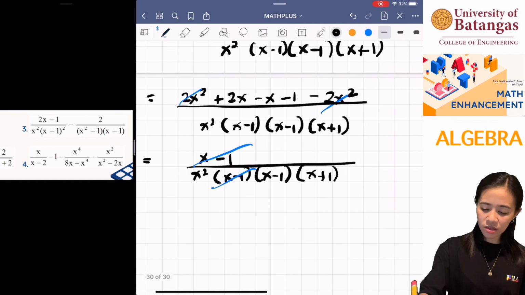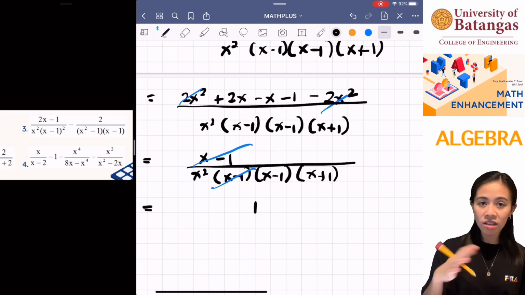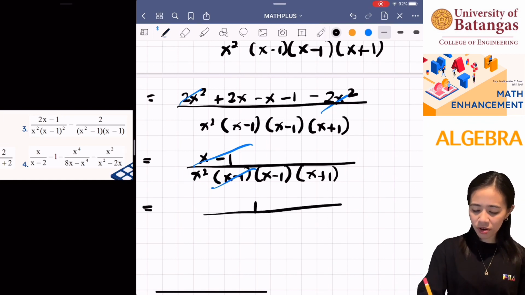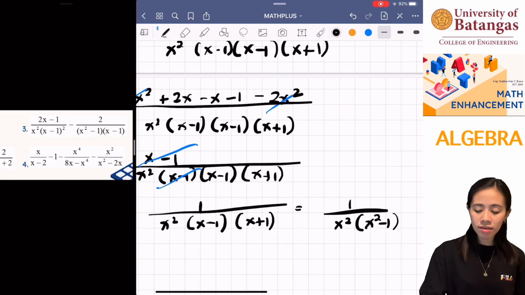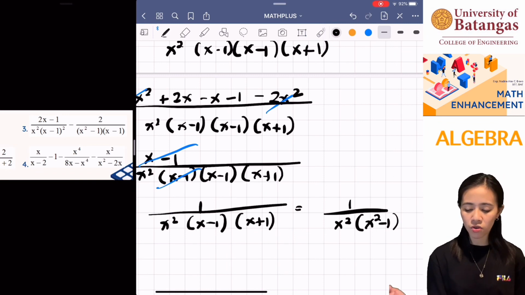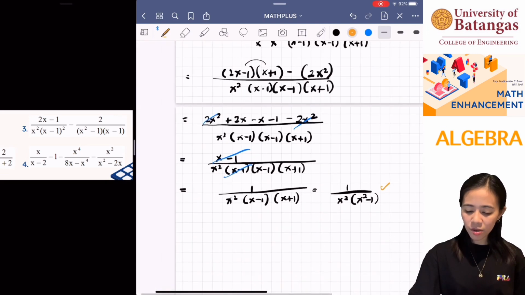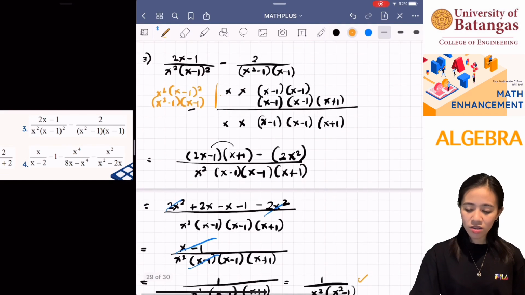And that will lead to an answer which is 1, kasi na-cancel, huwag yung gagawing 0 ha, all over x squared times x minus 1 times x plus 1, which is actually equivalent to 1 all over x squared times x squared minus 1. If you expand the sum and difference, it will become a difference of squares. Okay, so this will be our answer. That's the simplest form of that subtraction.